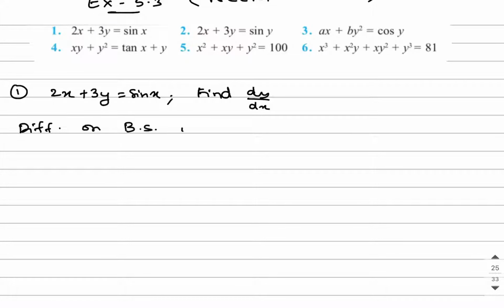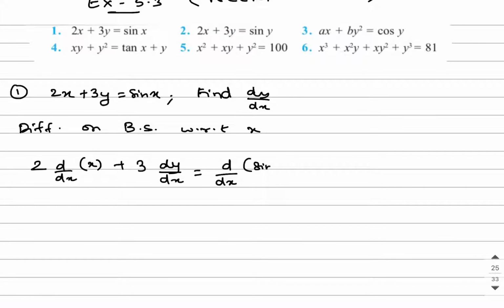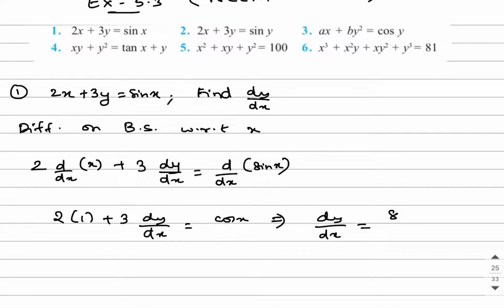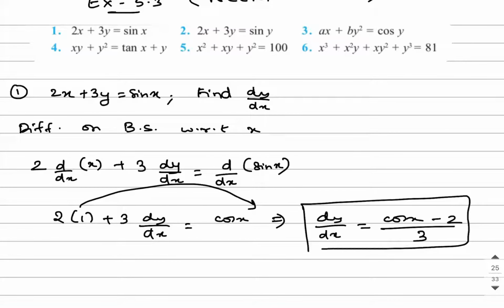Differentiating on both sides with respect to x, we get 2 into derivative of x, so d by dx of x, plus 3 into dy by dx is equal to d by dx of sin x. So 2 into derivative of x is 1, plus 3 into dy by dx is equal to derivative of sin x is going to be cos x, which implies dy by dx will be equal to cos x minus 2 whole divided by 3. So this is the required answer.